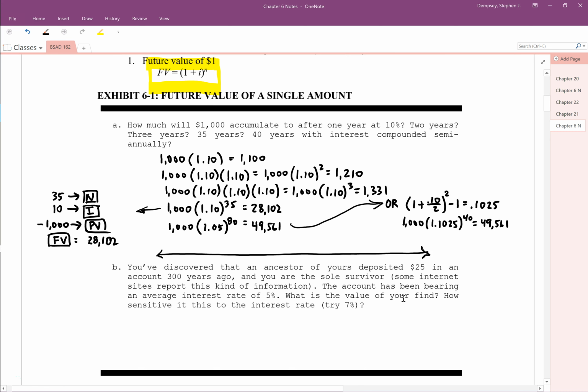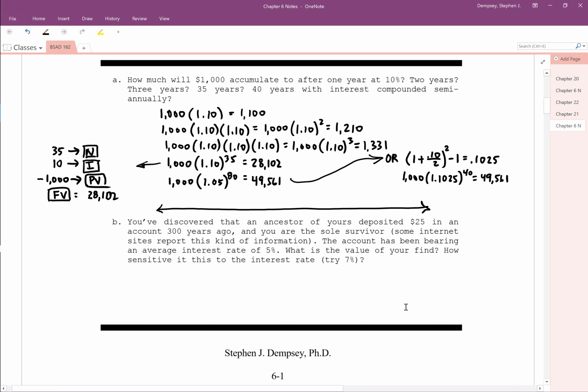So let's talk about another problem that gives you a better understanding of the power of time value of money. And that's the next one. So you've discovered that an ancestor of yours deposited $25 in an account 300 years ago. Wouldn't you wish that? And you're the sole survivor.